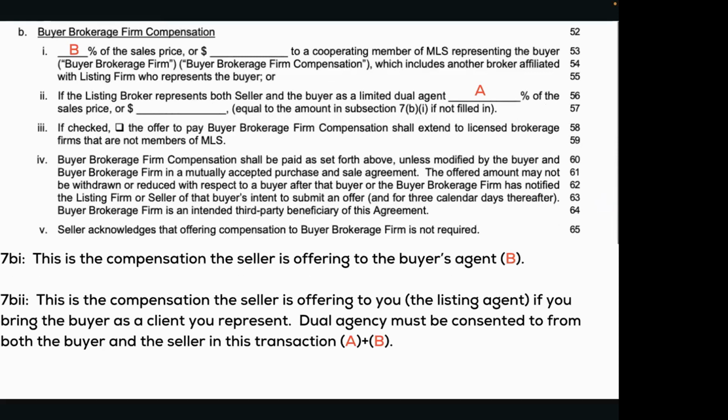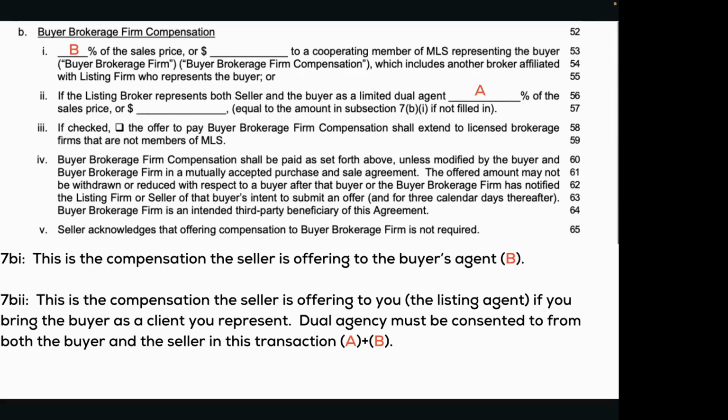Paragraph B is a little bit more confusing, but if you want to think about it in a way that kind of separates the two on the closing statement, right? The first part of the closing statement, compensation, has listing compensation, and then the second part has buyer compensation. So this paragraph B, 7B, would be the buyer compensation section of that closing statement. So think about it like that. Buyer broker compensation offered is going to be B percent.